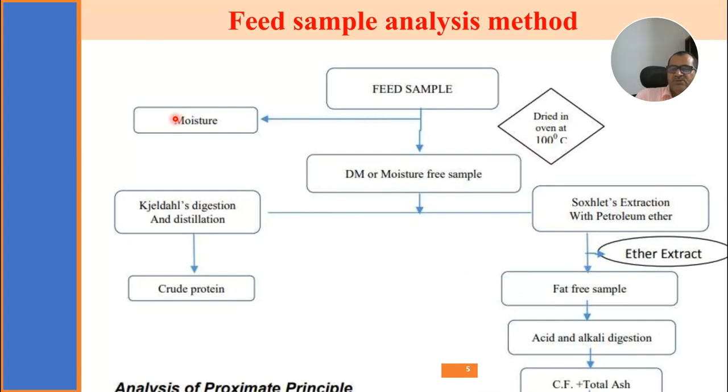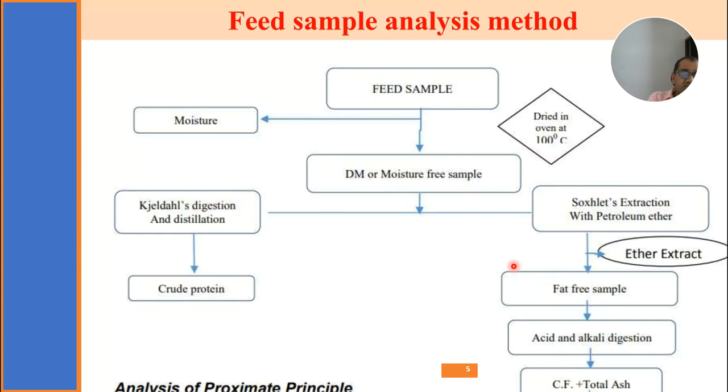Feed sample. First of all, the moisture content will be analyzed by drying the sample. Before and after, the sample is weighed for the dry matter content. The difference between the wet feed and the dry matter, if you deduct it, becomes the moisture content. Then it is subjected to Kjeldahl digestion and distillation, and crude protein will be obtained. Later, the same dried feed sample is extracted with petroleum ether in a Soxhlet apparatus as usual. Then we will get the ether extract.